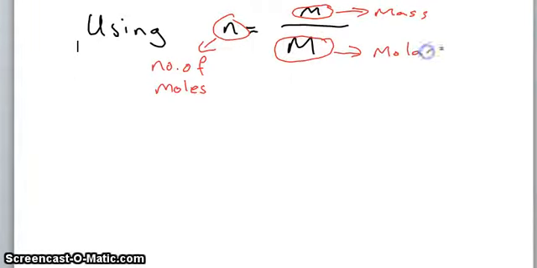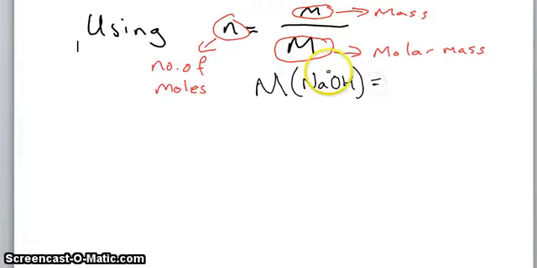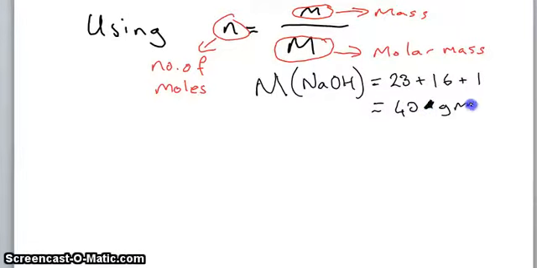And we calculate the molar mass by adding the sum of the atomic masses of all the components. For example, if we wanted to calculate the molar mass of sodium hydroxide, we would look at the periodic table. We would find that sodium has a molar mass of 23, oxygen is 16, and hydrogen is 1. So overall that is 40 grams per mole.